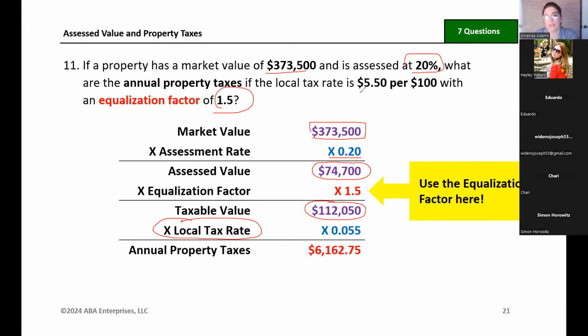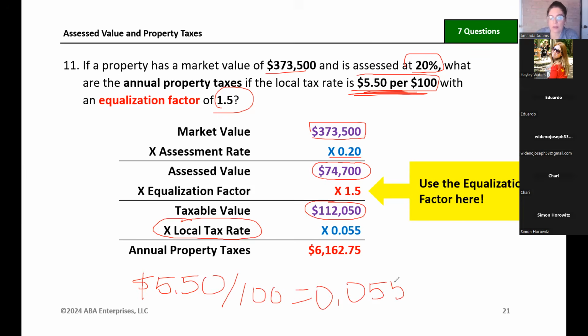And our local tax rate is $5.50 per 100. Well, we can't really use it like this, $5.50 per 100. So we've got to convert that to a decimal. So all you do to do that is you take $5.50 and divide it by 100 because it's per 100. And that's where you get the 0.055. That's where that comes from. And you're just going to put that in right there and multiply. And our final answer is $6,162.75.